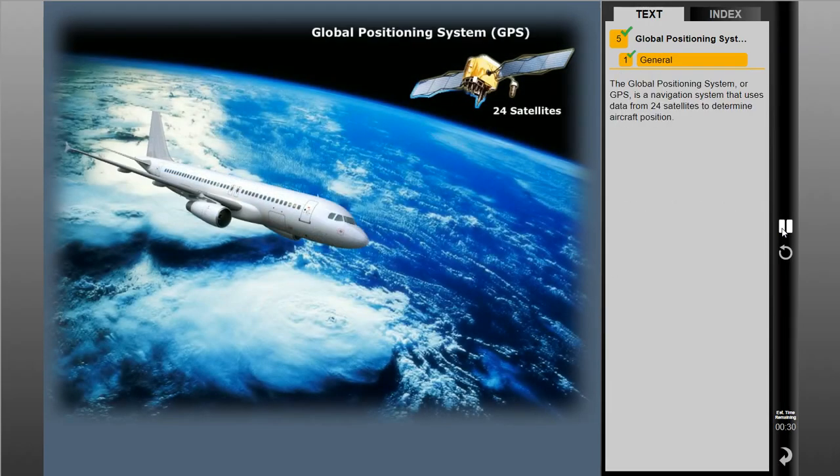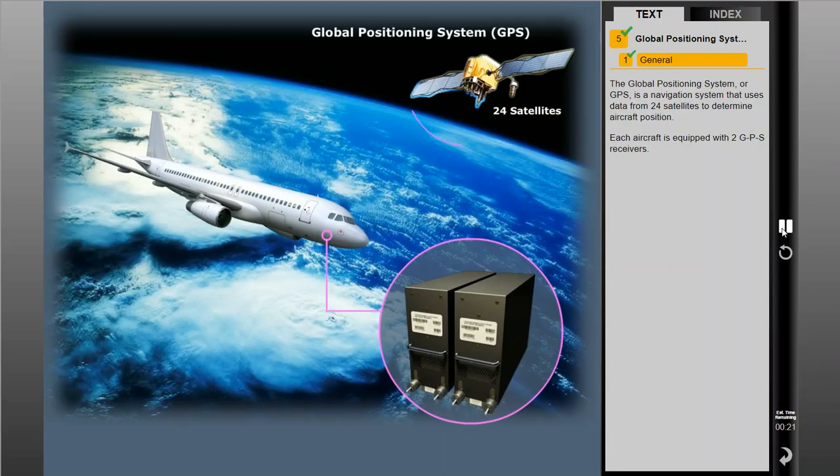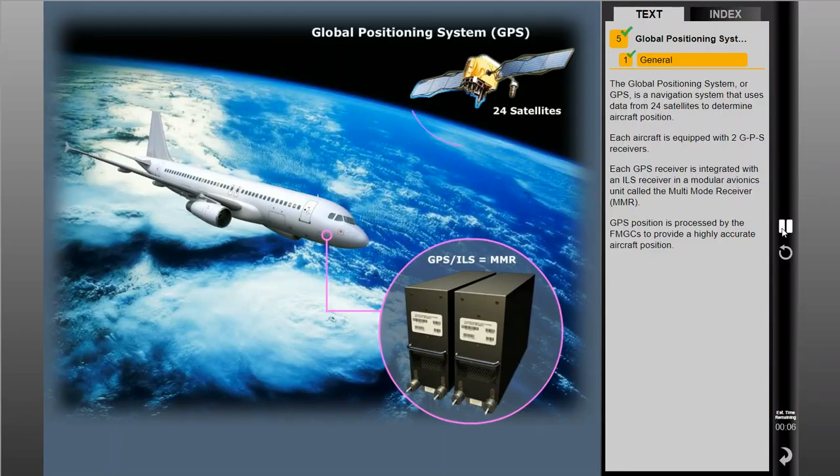The Global Positioning System, or GPS, is a navigation system that uses data from 24 satellites to determine aircraft position. Each aircraft is equipped with 2 GPS receivers. Each GPS receiver is integrated with an ILS receiver in a modular avionics unit called the Multi-Mode Receiver, or MMR. GPS position is processed by the FMGCs to provide a highly accurate aircraft position.